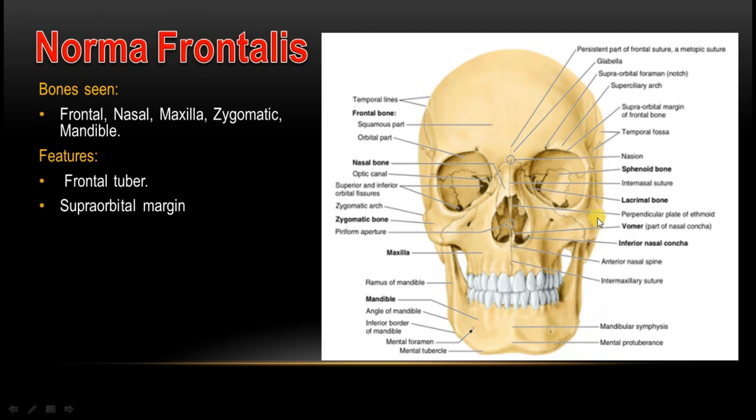Then it has a temporal process which articulates with the similar process of the temporal bone to form the zygomatic arch. Okay, so again the zygomatic arch can be viewed better from the lateral aspect. Since there are a lot of features which have to be described, I will be going at a bit fast pace, otherwise it is impossible to cover even the salient features in a single class.